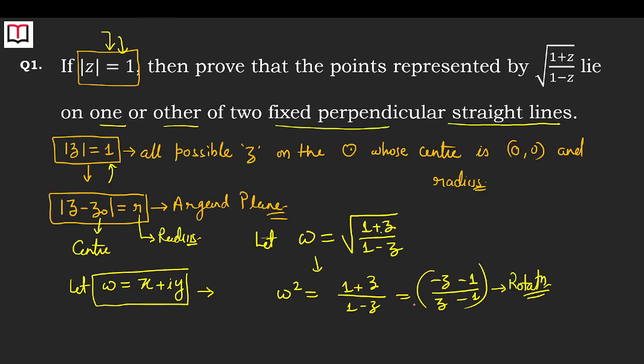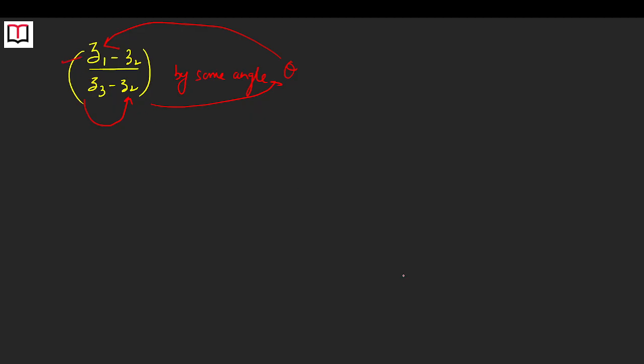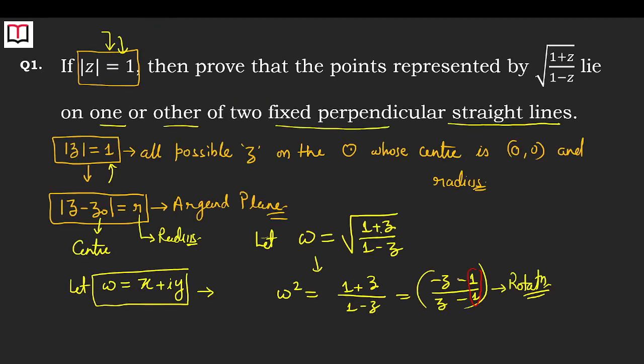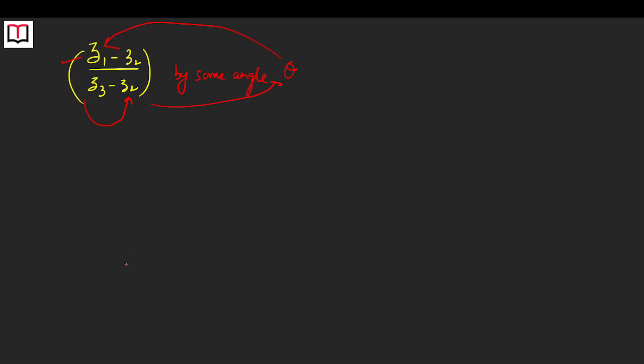So see, the biggest hint, bachcho, for the use of rotation is the presence of a common complex number with the same sign in both numerator and denominator. And of course, to compare it with this form, we ensure that the sign with the common complex number is negative, minus 1 in both numerator and denominator. So what does that mean? That means we are going to rotate z about 1 to get minus z. Okay, so rotating z about 1 to get minus z.